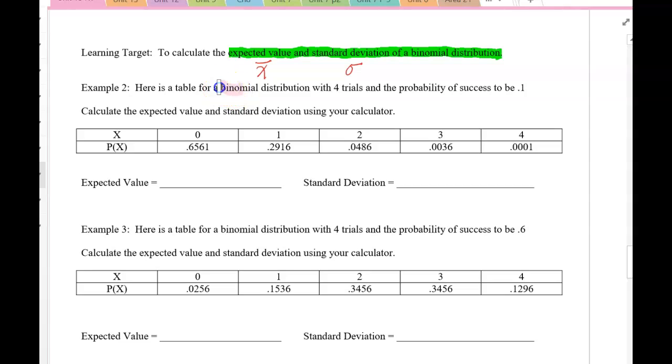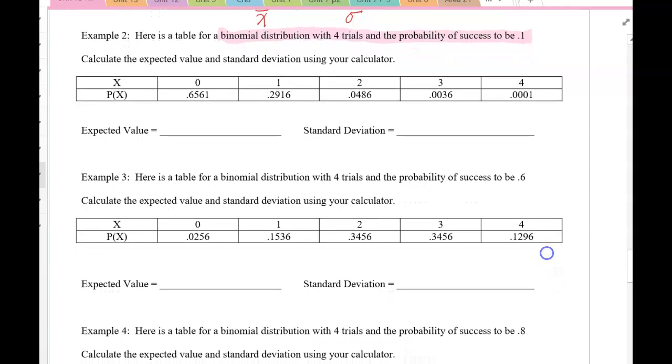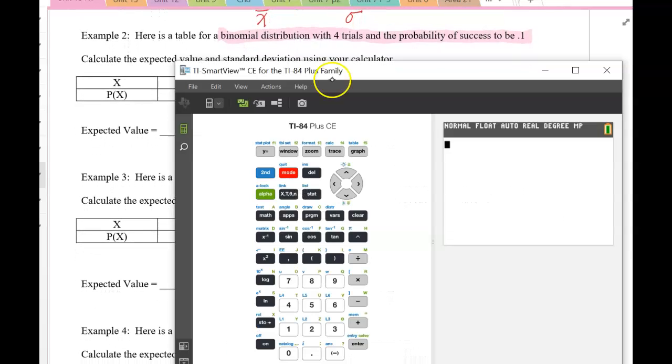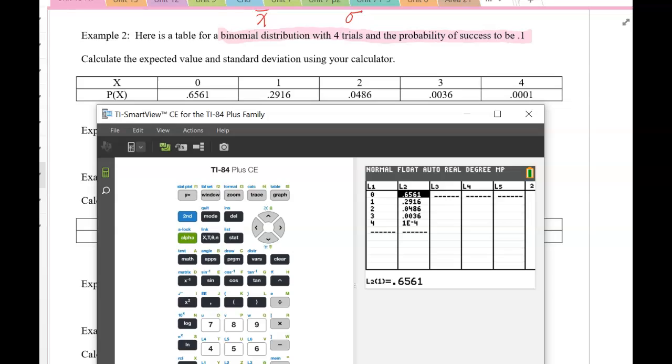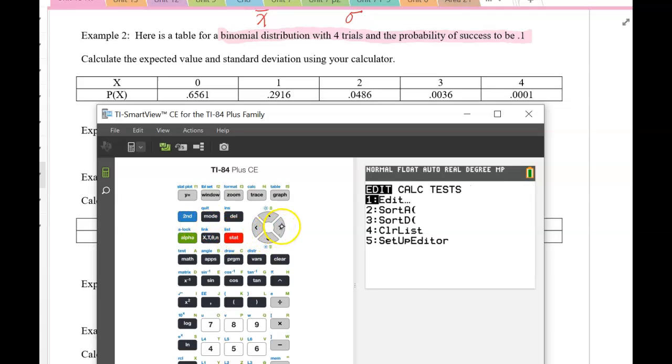We have a binomial distribution with 4 trials and the probability of success to be 0.1. So we're going to type that into our data. On your calculator, you are going to press stat, edit, and type in the x's in L1 and the probabilities in L2. Then press stat, move over to calculate, one variable stat, and you want L1 and L2, and you're going to move down to calculate and press enter.